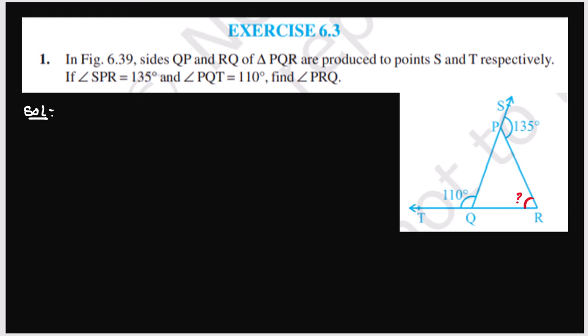Here we can write that angle PQT plus angle PQR equals 180 degrees. You need to mention the reason. Why? Because they form a linear pair. You can also write linear pair axiom.